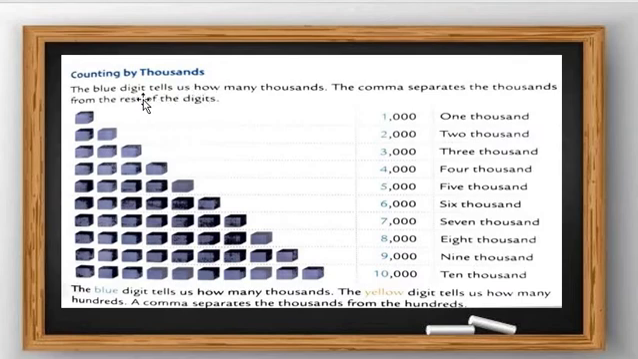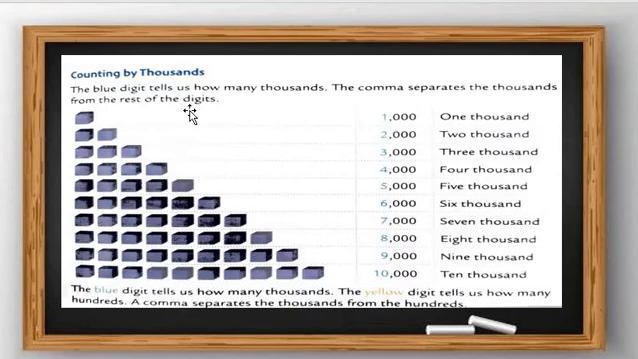Counting by 1000. The blue digit tells us how many thousands. See here, these blue digits, 1 2 3 4 5 6 7 8 9 and 10, all of these are blue. The blue digit tells us how many thousands. Here all these blues are telling us how many thousands are in a box. The comma separates the thousands from the rest of the digits.